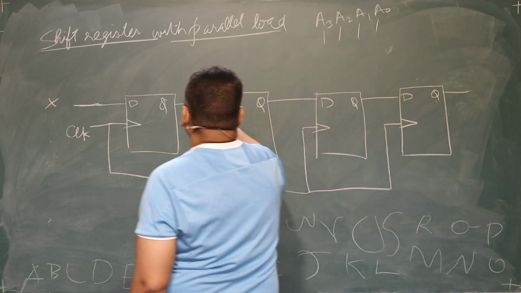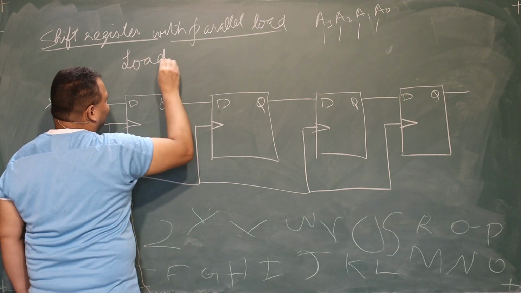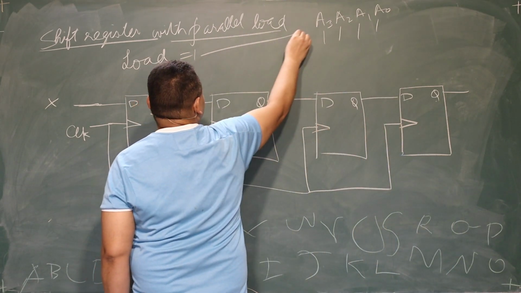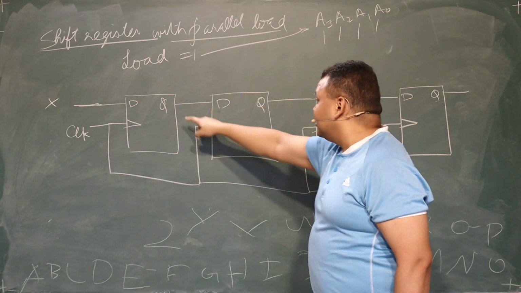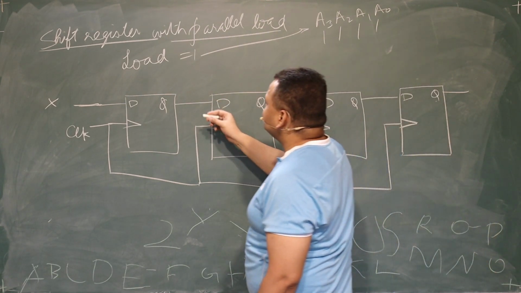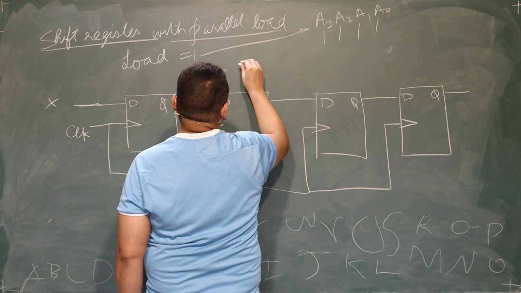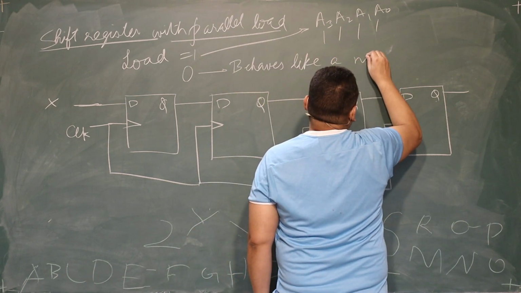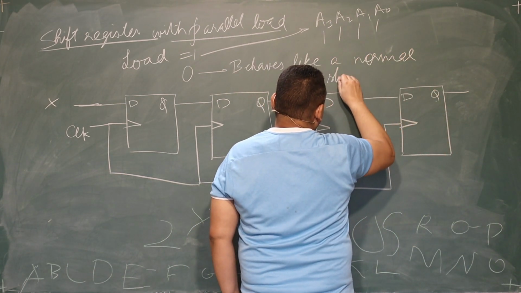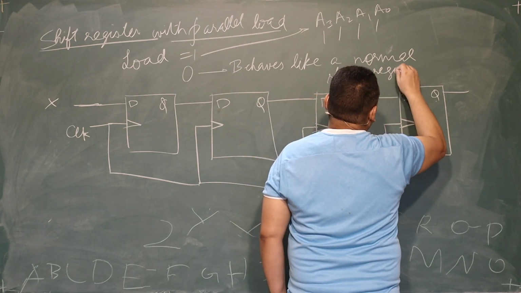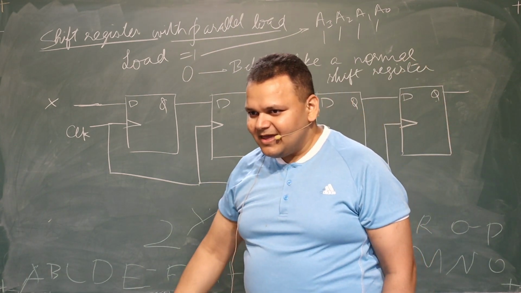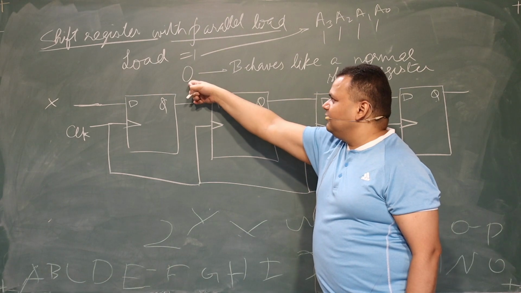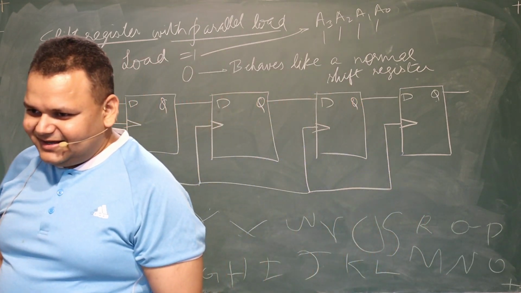And we have an extra input called load. So what is load going to do? When load is equal to 1, this data is written onto these flip-flops. And when load is equal to 0, this behaves like a normal shift register. Did everybody understand the question? If load is 1, then it should write these 4 bits, whatever those 4 bits are. And if load is equal to 0, then it behaves like a normal shift register. Did you understand the question?